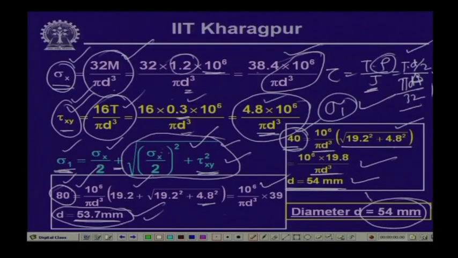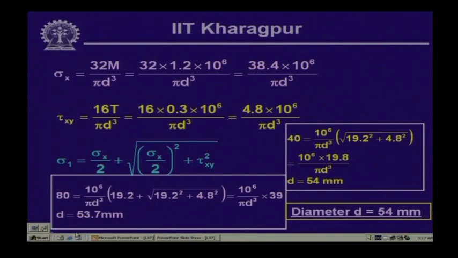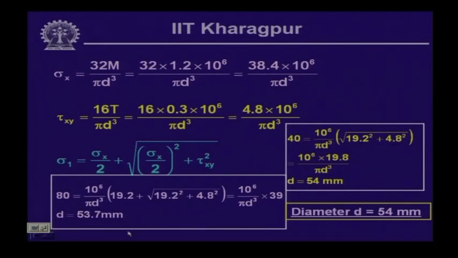So, you will have to provide the maximum value of the diameter corresponding to the two, satisfying both the stress criteria, and thereby the diameter of the shaft comes as 54 millimeter. So, the shaft diameter has to be 54 millimeter, so that both normal stress and shear stress criteria are satisfied. So, this was the solution for the example which we had given last time.